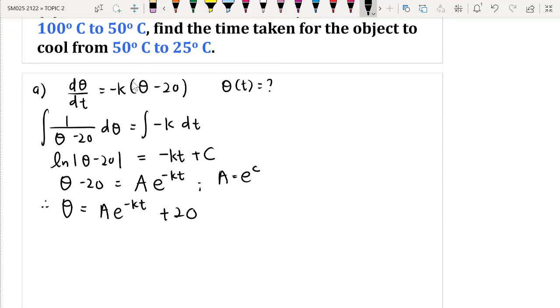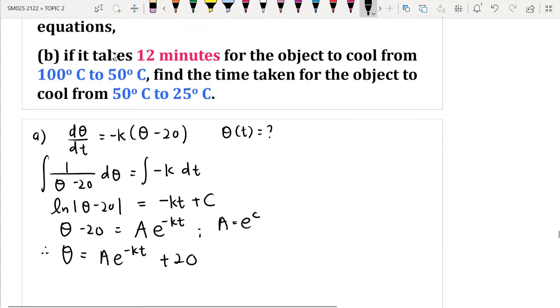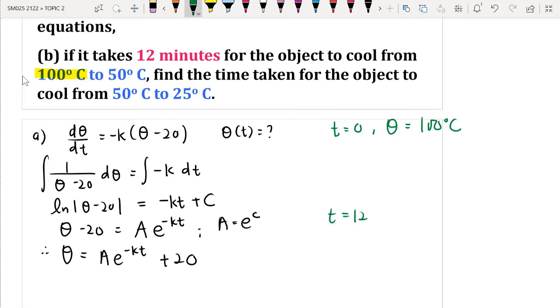Alright, moving on. Next, part B. If it takes 12 minutes for the object to cool down from 100 degrees, it means that our initial temperature here is 100 degrees. So that's the first info. Remember, at initial time, t would be 0, and the temperature in this case would be 100 degrees Celsius. Okay, so 12 minutes to 50. It means after 12 minutes, when t is 12, our temperature will be 50 degrees Celsius.